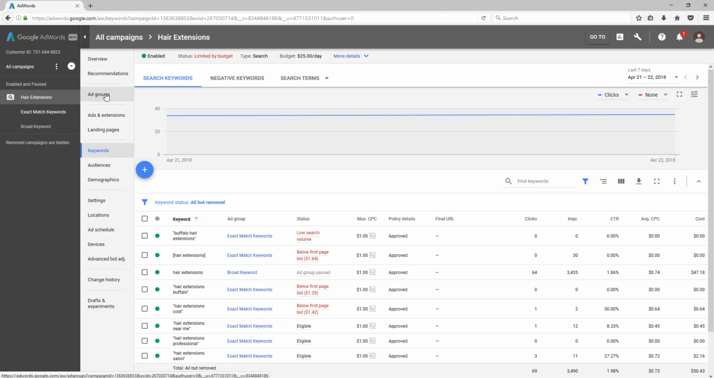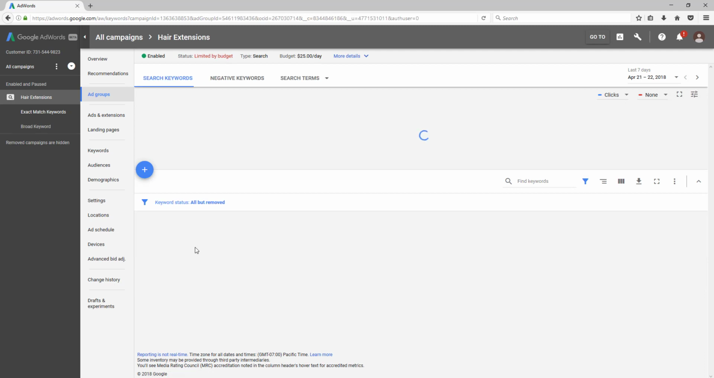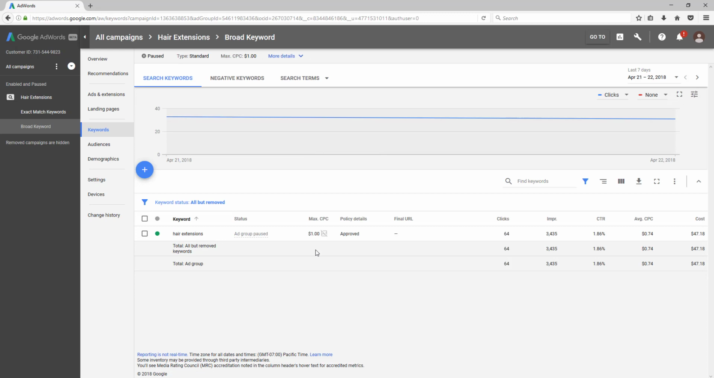So let me break this back up by our groups over here. We had a broad keyword group and an exact match keyword group. So this was very, very broad. I paused it just because I got enough data. It's not a group that I would typically run. So if I go just into this broad keyword group, this is the keyword I was bidding on, just hair extensions. Because it's broad, Google will show it for a lot of different things.